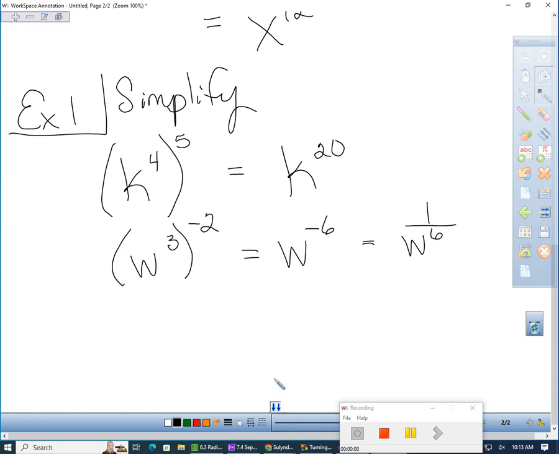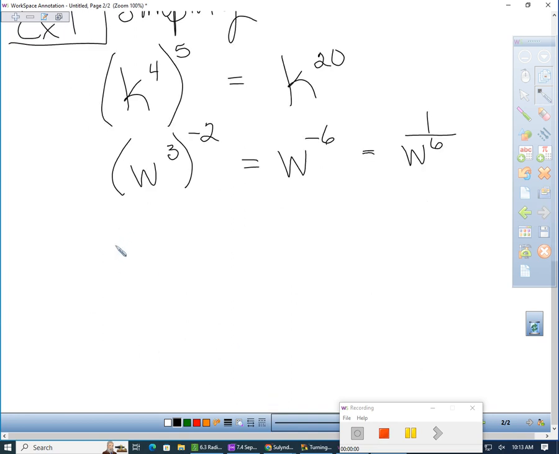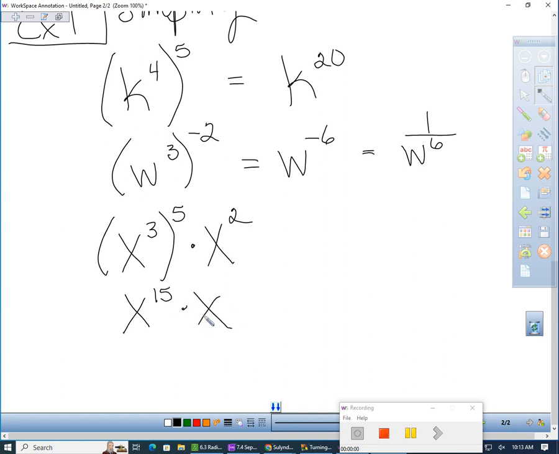Okay, let's say I have, how about x to the 3rd raised to the 5th times x squared. So first we have to do our exponent raised to an exponent. So here we have x to the 15th, and then we're going to times by x to the 2nd. Since we're multiplying, we keep the base and we add the exponents. So it is 17. Nice job, Trent.